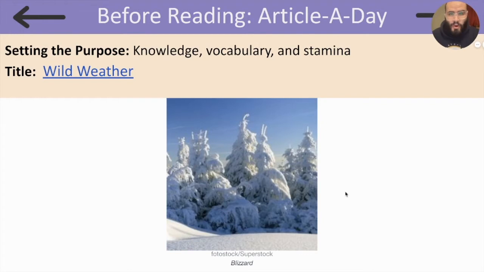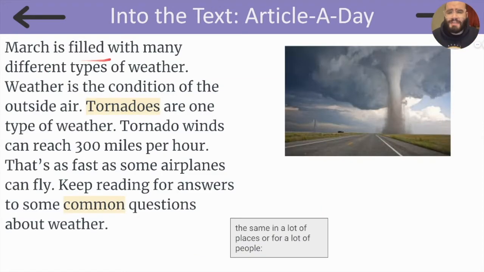Let's get started with our article a day, wild weather. First, what do you see in this picture? I see trees covered with a lot of snow. There must have been a huge blizzard the night before. March is filled with many different types of weather. Weather is the condition of the outside air.